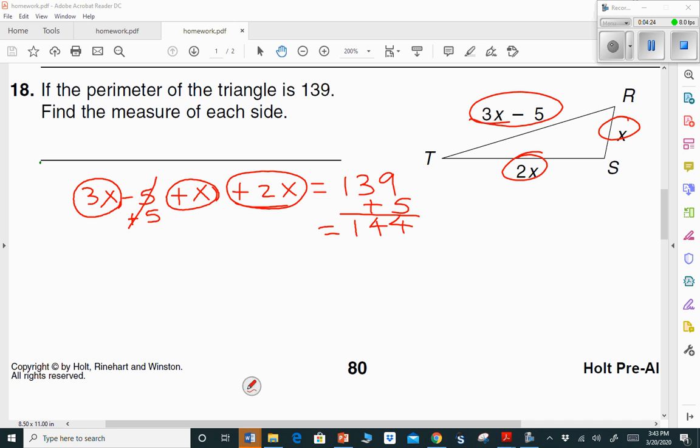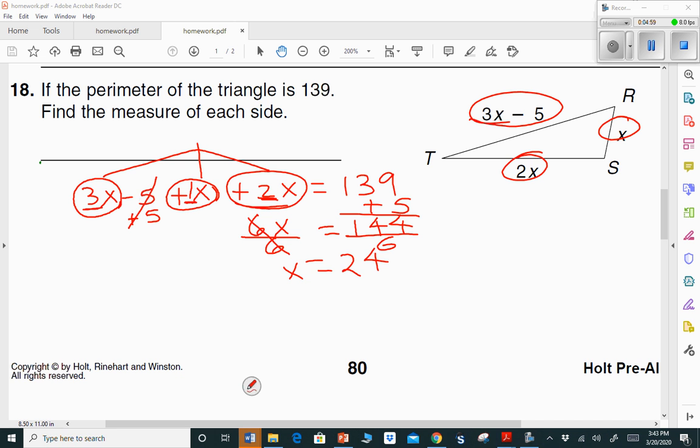How many x's do we have? We've got to add up all three of these. So we've got 3 plus, this is 1x plus 2. 3 plus 1 is 4 plus 2 is 6x. Divide both sides by 6. And x equals whatever 144 divided by 6 is. So you can use your calculator for that. 144 divided by 6 equals 24.